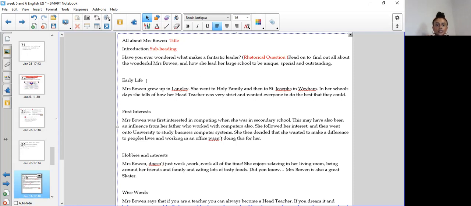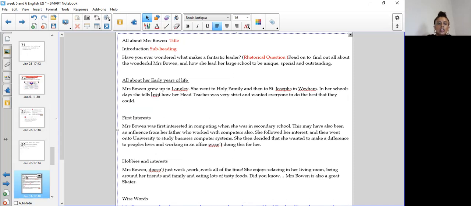Early life. I might change this to all about her early years of life. So that's going to be my subheading, and I've changed it. I'm just editing it to make it a little bit different. Mrs. Bowen grew up in Langley. She went to Holy Family and then to St. Joseph's in Wexham. In her school days, she tells us of how her head teacher was very strict and wanted everyone to do the best that they could.